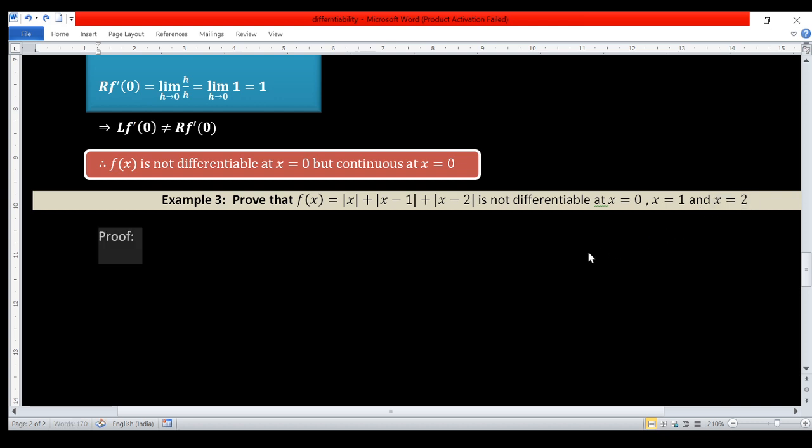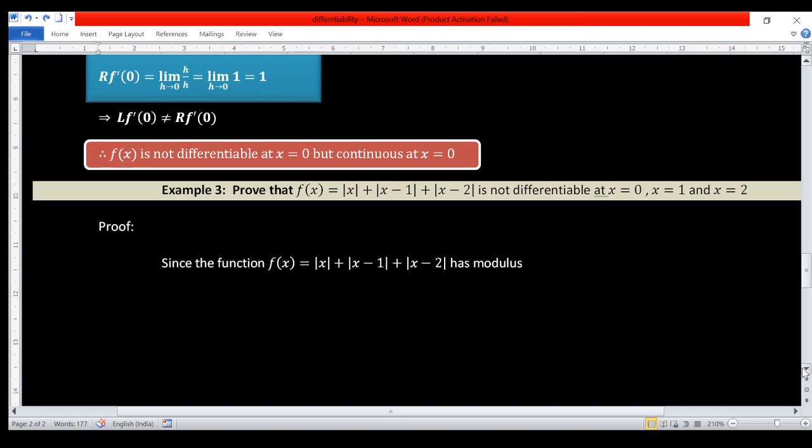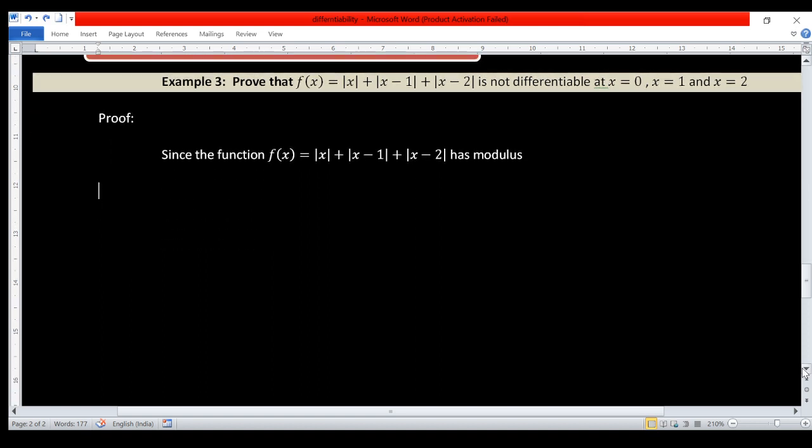Of course, for this function we know modulus of x is continuous, modulus of x minus 1 is continuous, modulus of x minus 2 is also continuous. So the sum of three continuous functions is continuous. So just directly we go to test differentiability. Proof. Since the function has a modulus, it follows a branching definition. So first we remove the modulus.